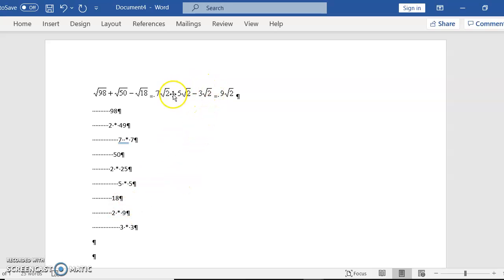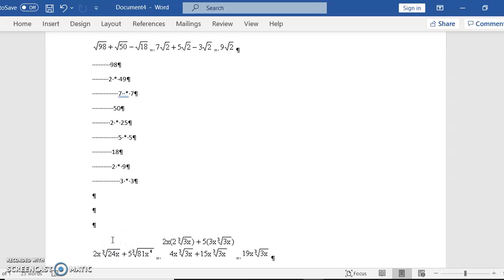So now all my radicands are the same. I have the square root of 2, square root of 2, square root of 2. So I put the square root of 2 here. And then I'm able to do my addition and subtraction. 7 plus 5 is 12, minus 3 is 9. Okay, simple enough. Let's go ahead and take a look at the next one here.